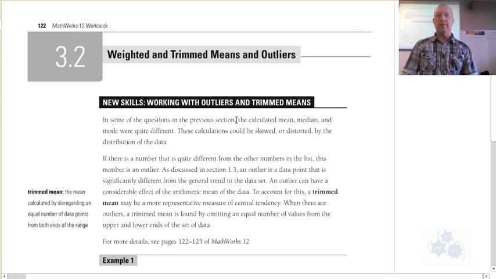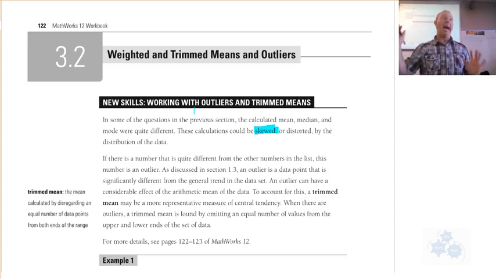Let's read along here. In some of the questions in the previous section, the calculated mean, the median, and the mode were quite different. These calculations could be skewed or distorted. I'm not sure if you've heard these words before. Probably distorted you've heard, especially if you're a guitar player. But if we're talking about skewed, that means that they aren't accurate for some reason. There's something that's throwing the average off or the data off. So we have to examine why that might be, because the measures of central tendency should be pretty close to one another, unless we have some data that are really out of whack, okay?